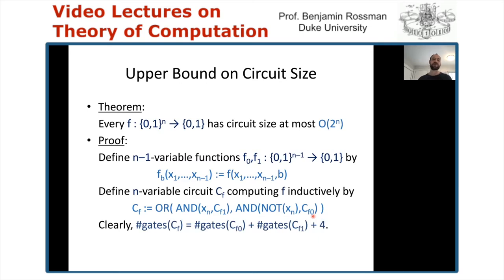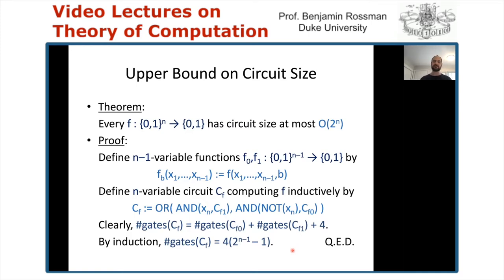And clearly the number of gates in the circuit c sub f is, well, we have the gates from c sub f1, we have the gates coming from the subcircuit c sub f0, and then in addition, we have four extra gates: the ANDs, the OR, and the NOT. And then by induction, it follows that the number of gates in c sub f will equal this number here, which is order 2 to the n. So this is one way of showing that every Boolean function has at most exponential circuit size.